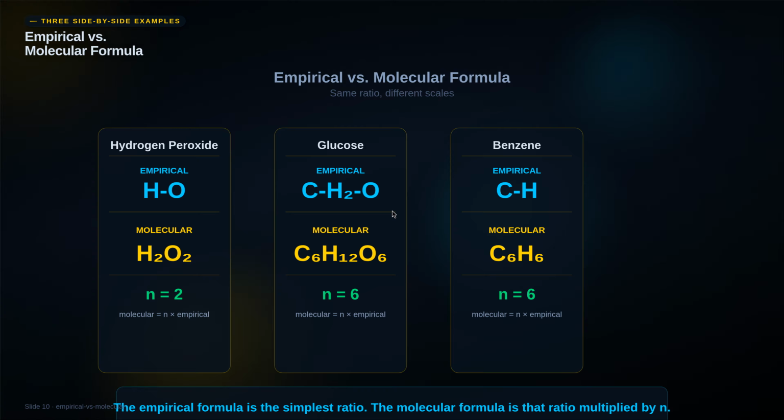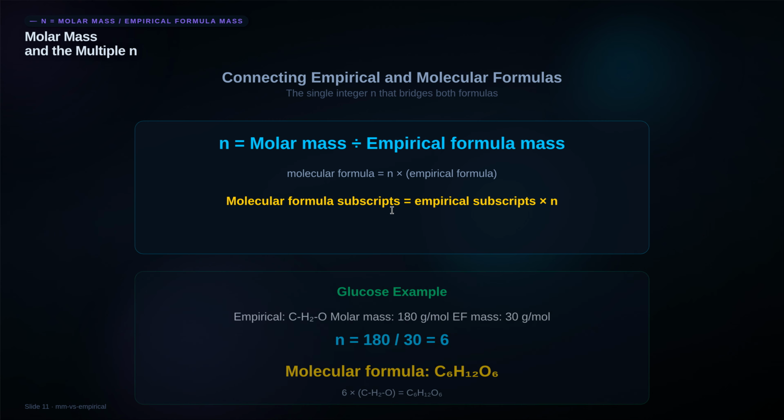Notice that the molecular formula always has the same ratio of atoms as the empirical formula, just multiplied by a positive integer. And the integer can never be less than 1. If the empirical and molecular formulas are identical, then N equals 1. The connection between the empirical formula and the molecular formula is a single integer N, found by dividing the molar mass of the molecule by the empirical formula mass. The empirical formula mass is the sum of the atomic masses of all atoms in the empirical formula. For example, for CH2O, that is 12 plus 2 plus 16, or 30 grams per mole.